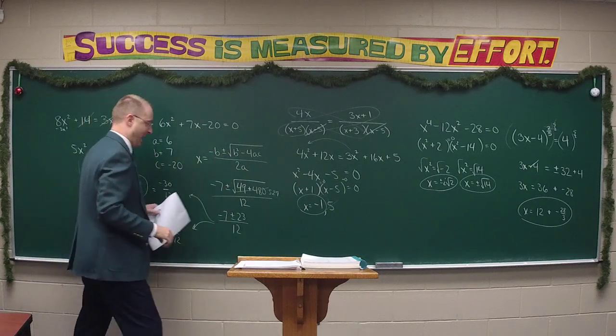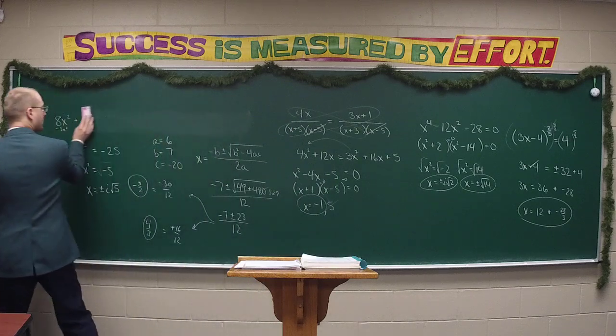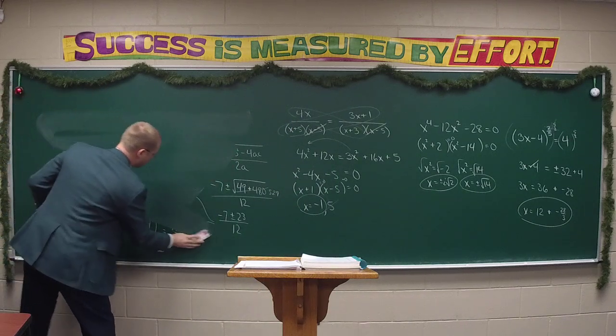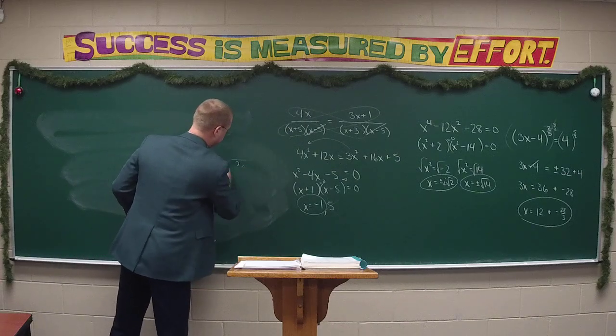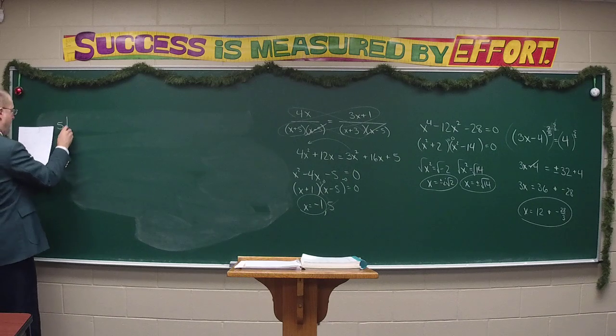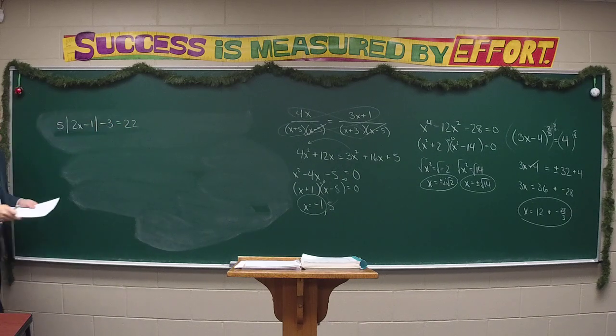All right, the next one's an absolute value equation. What's the key here, Abby? For absolute value, isolate and then make 2 equations. Good, using the positive and negative. So, 5 absolute value of 2x minus 1, minus 3 equals 22. Abby, talk us through it.